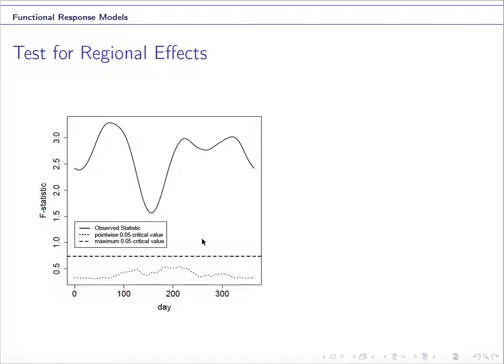And this is the result from our temperature data. The solid line is the observed pointwise F statistic. The dotted line is the pointwise 5% critical value from the permutation test, and the horizontal dashed line is the maximum of this 5% critical value from the permutation test. You can see apparently the F statistics obtained from the real data are much larger than the 5% extreme under the null hypothesis. Therefore, we see that there is a significant regional effect here.